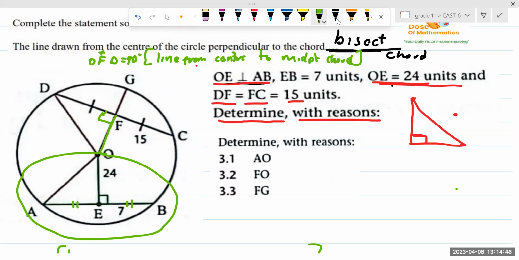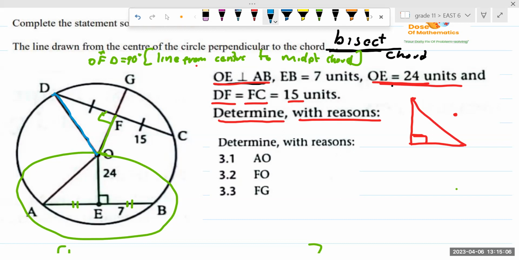The next thing that I'm going to look at are the lines from the center. I'm going to check where the line ends. Does it go to the circumference or does it go to the chord? I'm going to use a different color even for that one. So let's start with this line here. It's a line from the center. This one goes to the circumference.